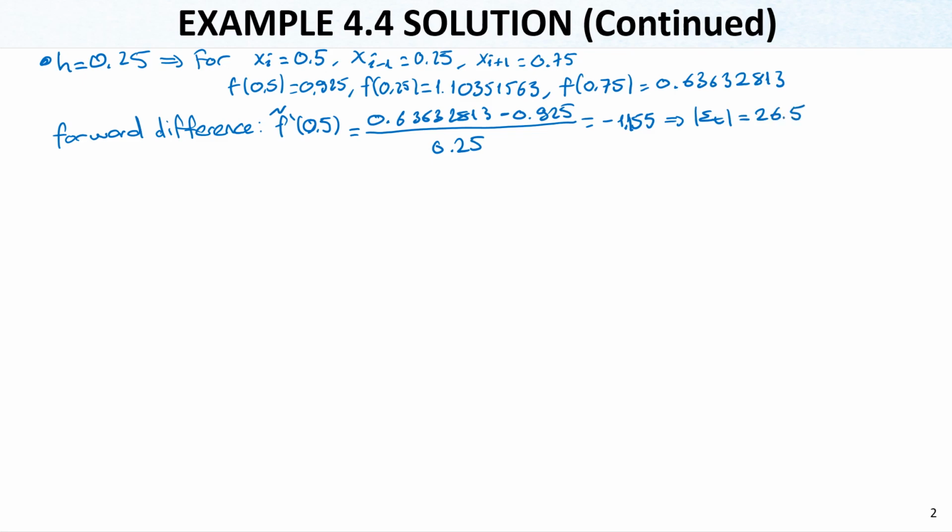Remember, this was above 50% when we used a step size of 0.5. Now we are using half the step size, 0.25, and the error reduced to about half of it, 26.5%. We will summarize this in the end as well. Let's check the backward difference.